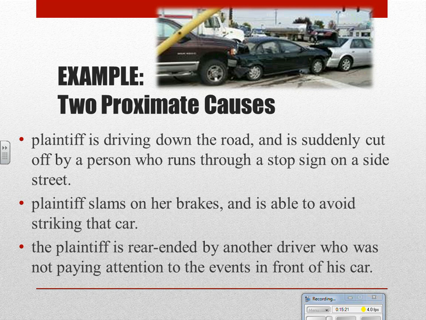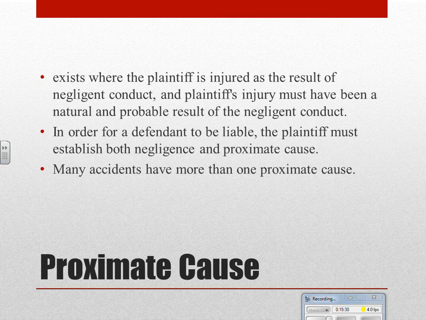Do you understand the idea of proximate cause? It's not directly the thing that caused the accident, but we can make a connection. We can make a connection between the injury and the cause.